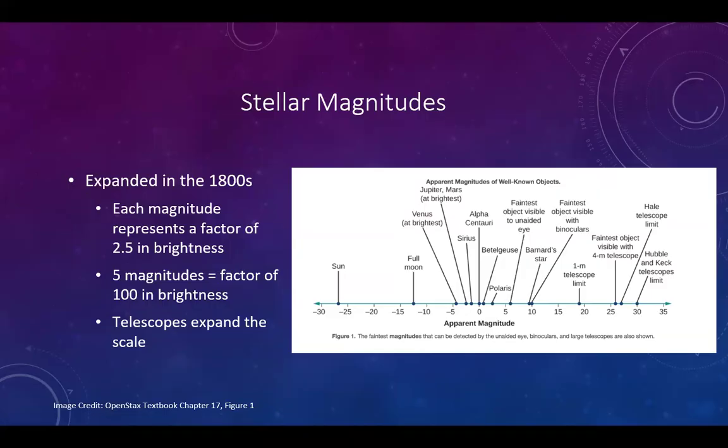And telescopes expand the scale. Our current limit, with the James Webb Space Telescope, is in the mid 30s. I think it's like 33, 34.